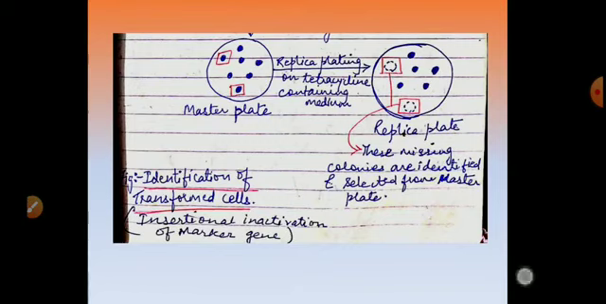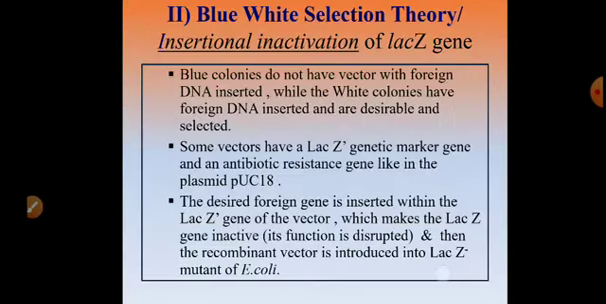So they are selected. This is insertional inactivation of marker gene. The next method is blue-white selection theory, or insertional inactivation of lacZ gene. We have studied the lac operon and we know that the lacZ gene is responsible for the production of beta-galactosidase enzyme. Now, why do we call it blue-white selection theory?